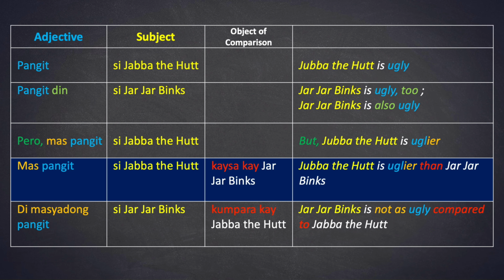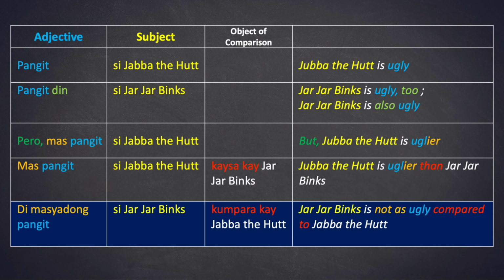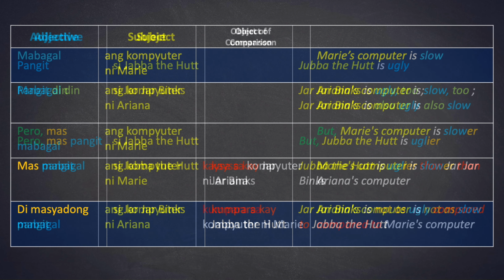Mas pangit si Jabba the Hutt kaysa kay Jar Jar Binks. Jabba the Hutt is uglier than Jar Jar Binks. Di masyadong pangit si Jar Jar Binks kumpara kay Jabba the Hutt. Jar Jar Binks is not as ugly compared to Jabba the Hutt.